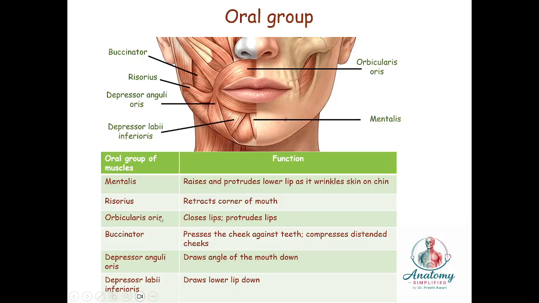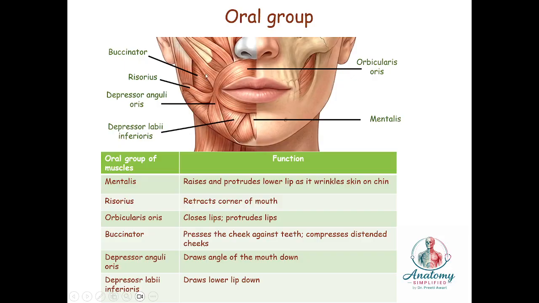We have orbicularis oris, a huge muscle which is forming mass of the upper and lower lip, and the muscle fibers are circularly arranged. So when this muscle will contract, it will help in closure of the lips and protrusion of the lip when very forcefully contracted.